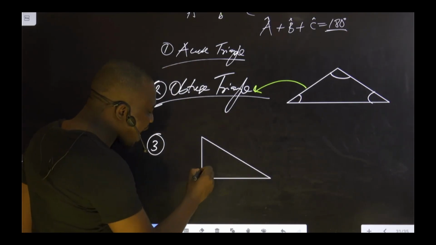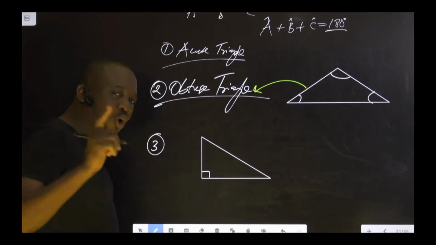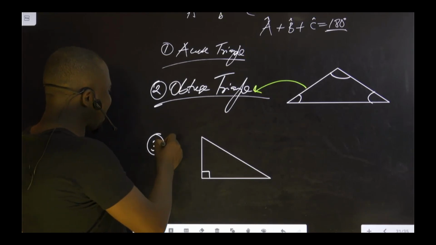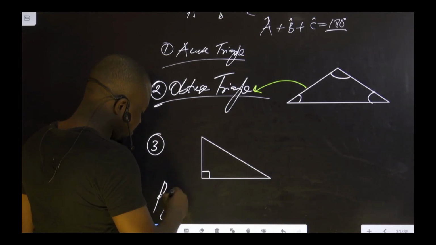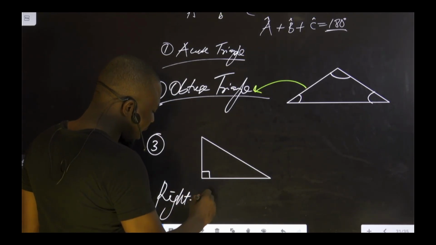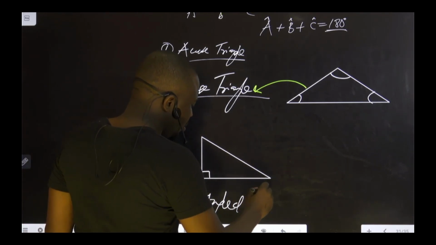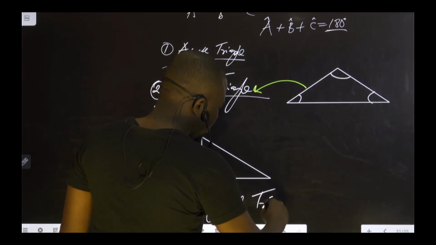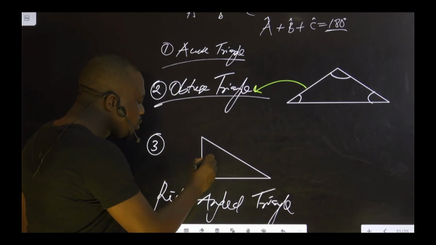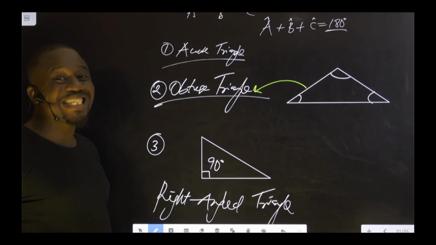The last but not the least, which is very necessary for this course, is the right angle triangle. The right angle triangle is when one of the angles is 90 degrees. The right angled triangle. One of the angles is 90 degrees.